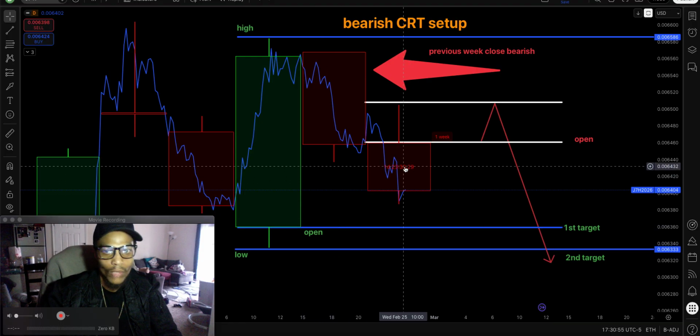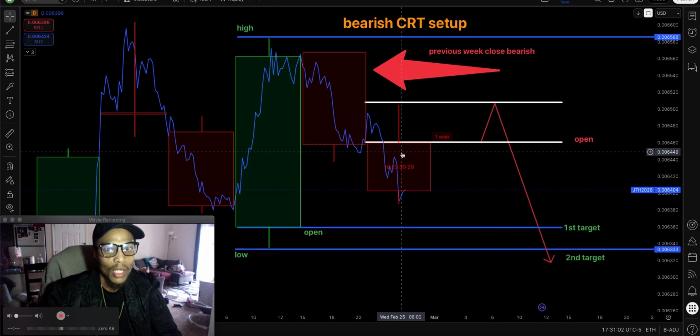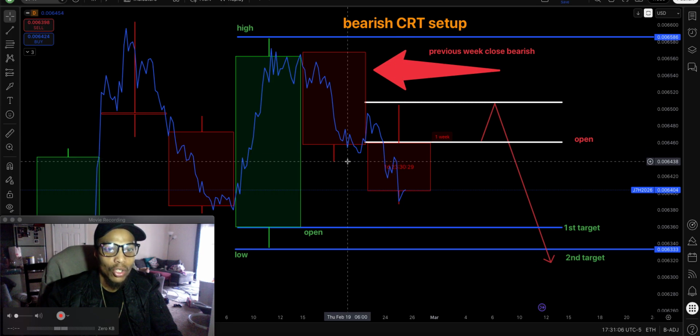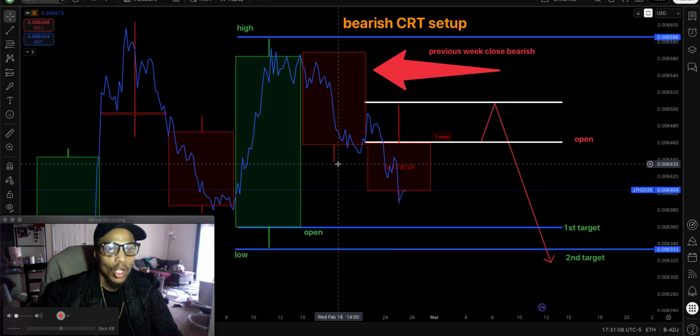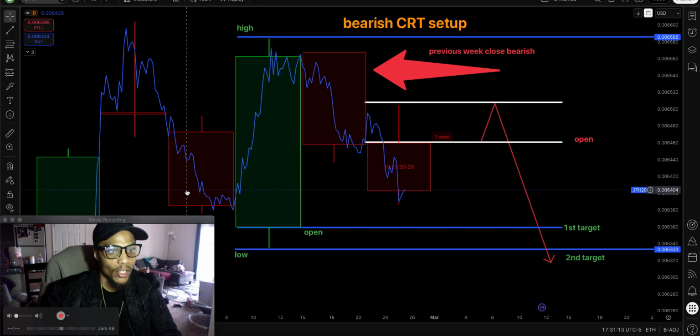And this is actually a real life example. You can see that price, so far, has not reached the first target yet, but this is an example of what a CRT setup looks like. Now, I also have to show you where it can go wrong. This is a prime example. On this week here, we can see how price closed bearish. Typically, you expect price to retrace up and continue going down, but that didn't happen.